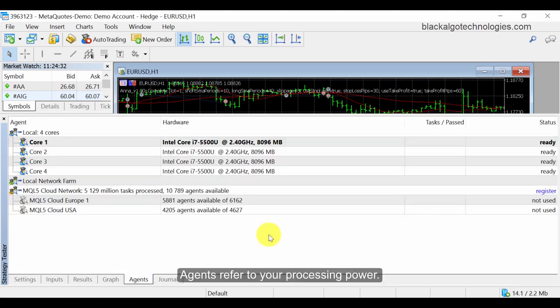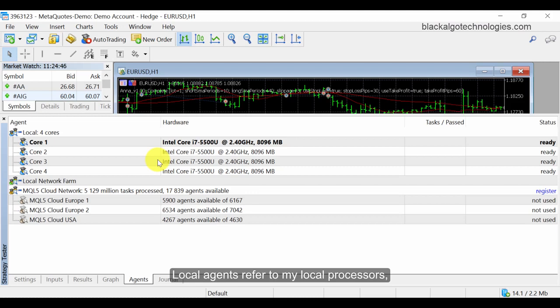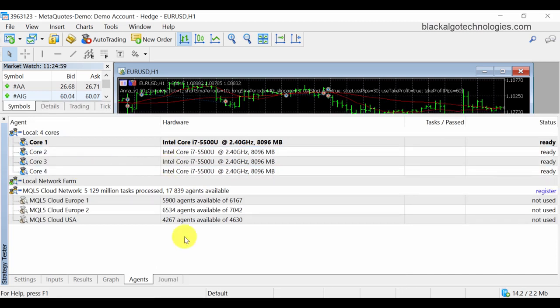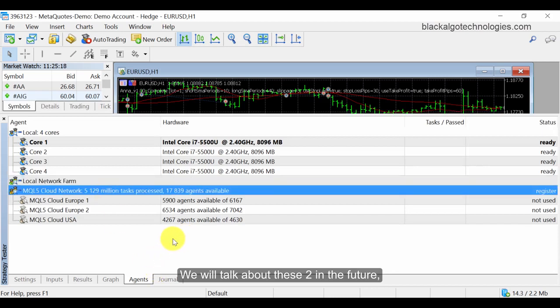Agents refer to your processing power. So local agents refer to my local processor, aka my computer's processor. And I'm using an i7 with quad core, so I have 4 cores here. Why do we have this page? It's because the more powerful your PC or server, the faster you can run your optimization and backtest. We will talk about these two in the future.